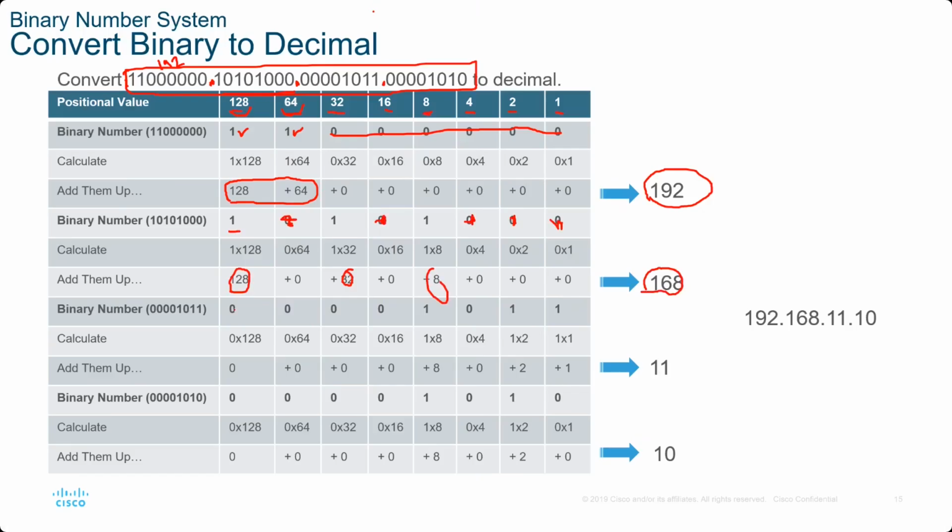For the third one, again, forget about the zeros. Only think about the ones. You have a 1 for the 8 position, 1 for the 2, and 1 for the 1. So 8 plus 2 plus 1, you get 11. Last one. Again, forget the zeros. Just focus on the ones. What is the value of 1 here? 8 plus 2 is 10. So the decimal IPv4 address is 192.168.11.10. Okay? It's very simple.